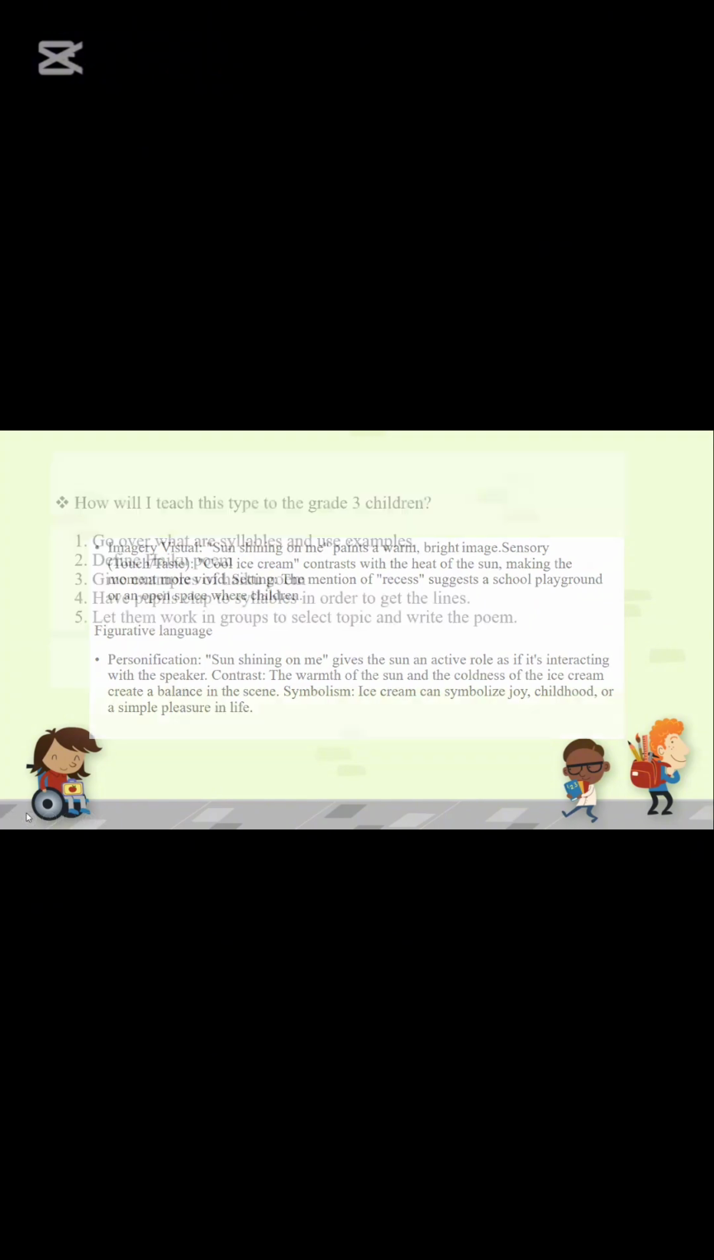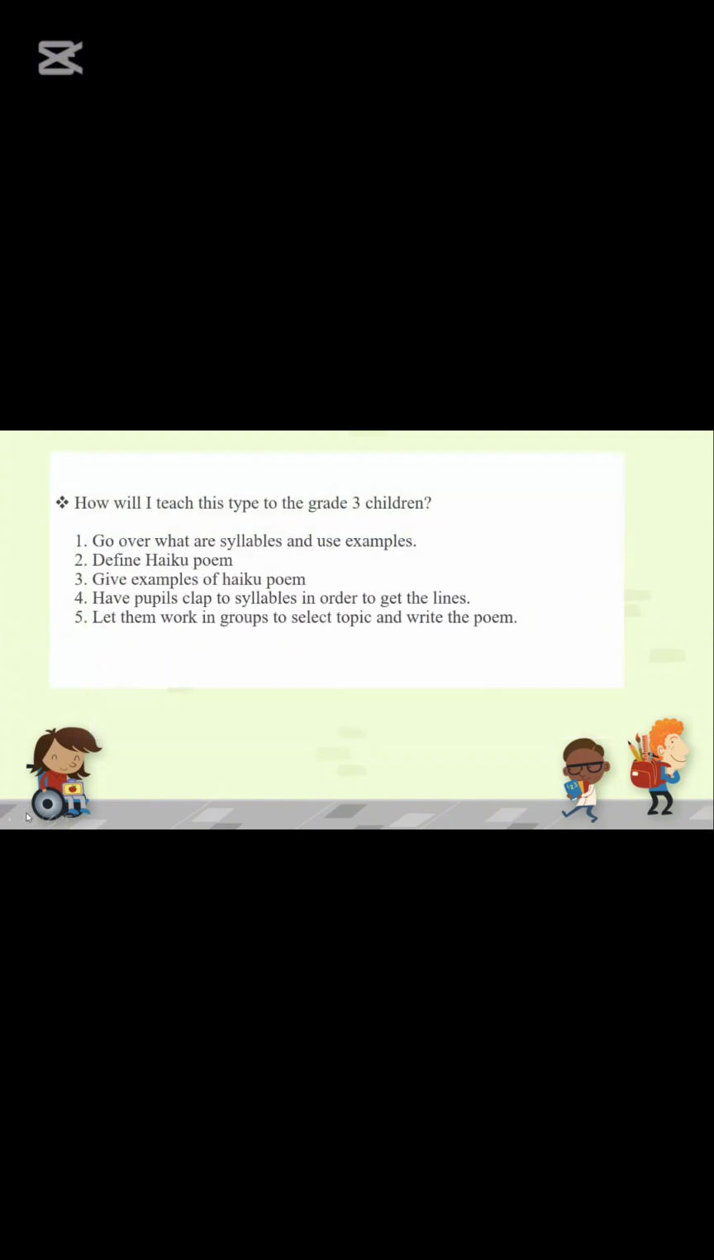Now, how can I teach this haiku poem to my grade 3 pupils? First of all, I can include this with syllables. When we are doing syllabication, we can go over that there, because the children need to understand how to syllabicate the words. Then, as in the poem, you can clap to get the syllables. In the first line where you have 5, you must get 5 syllables, 5 claps only. And in the second line, you have 7 syllables, so you clap 7 times.